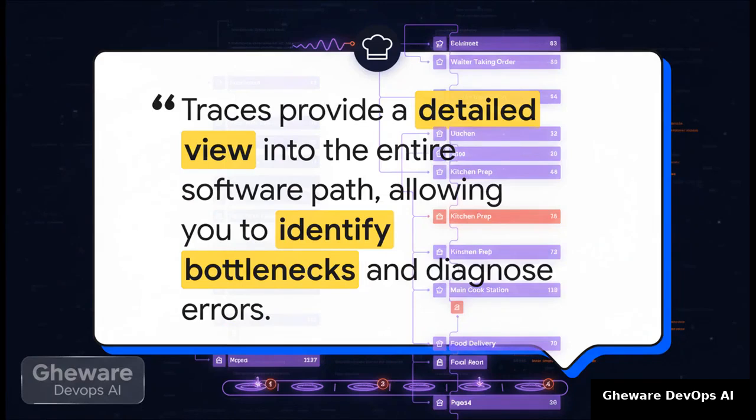Think about it like ordering food at a really busy restaurant. If it takes an hour to get your meal, where was the holdup? Was it the waiter who forgot to put in the order? Was the kitchen just totally backed up? Or was the prep cook slow?